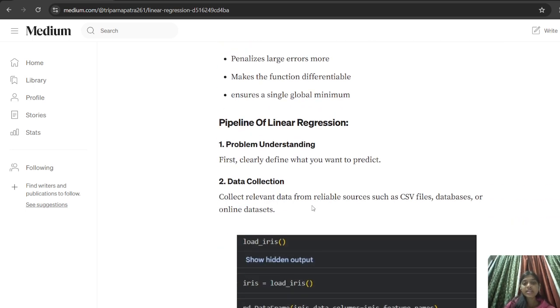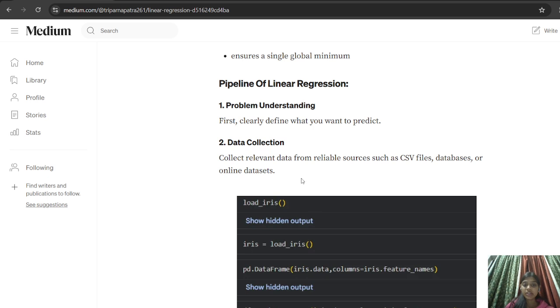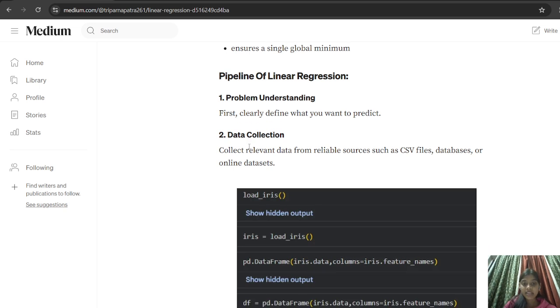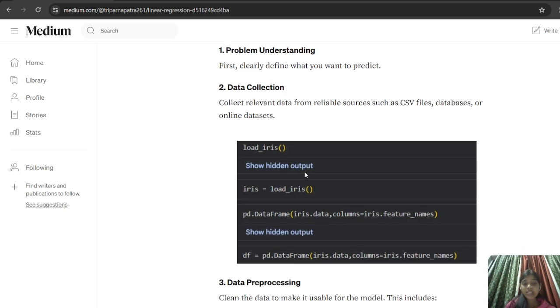What is the pipeline for linear regression? First we understand the problem, then we come to data collection. Here we take the data. We have considered the iris data that we take from Kaggle, the most relevant data from a reliable source such as CSV files, databases or online datasets. So here in linear regression, we consider the iris data.